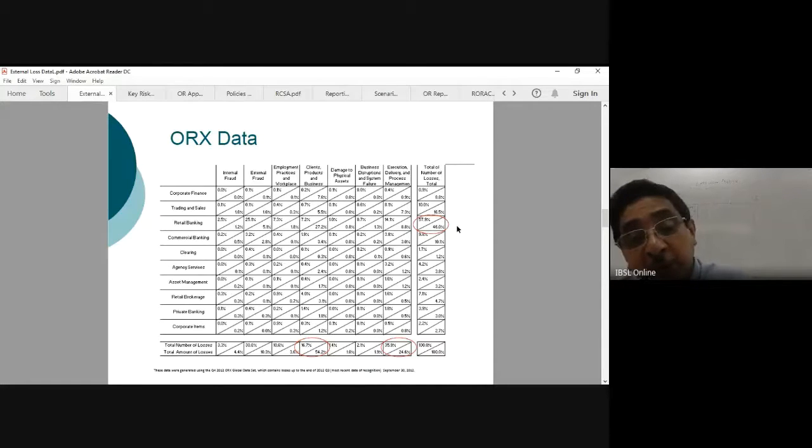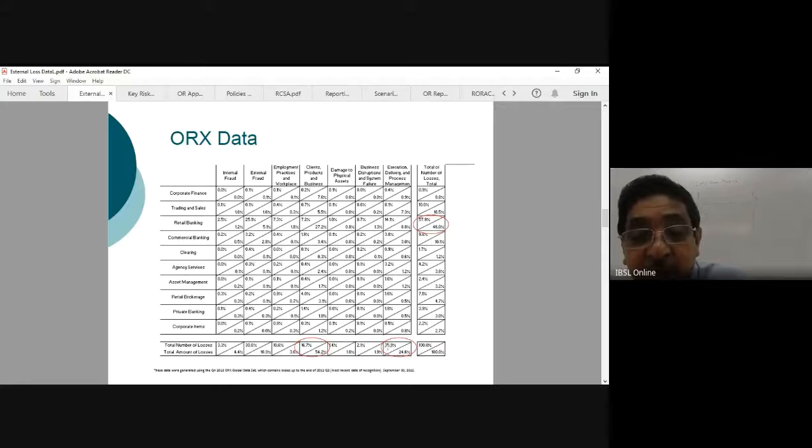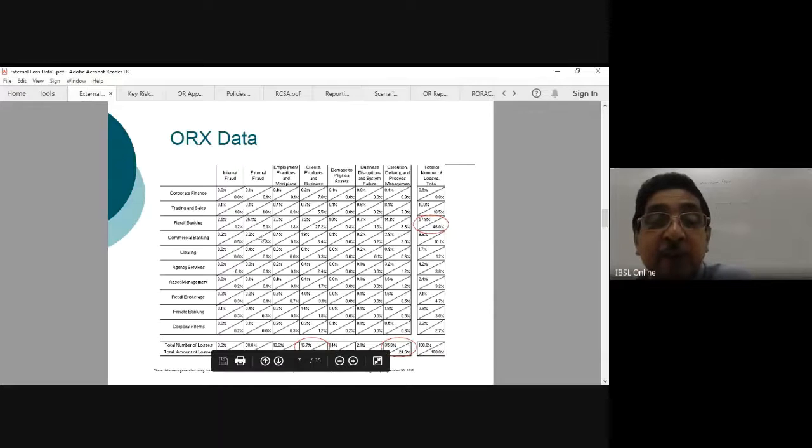If you go into the risk event types, value-wise, the highest contributor is clients, products, and business practices. Value-wise. Number-wise, execution, delivery, and process management is the highest contributor. So that is what you can say by going through this data.